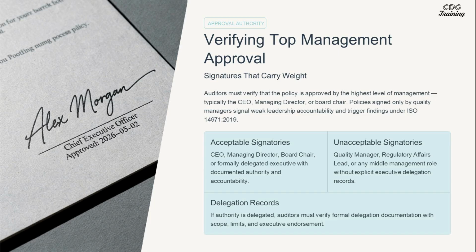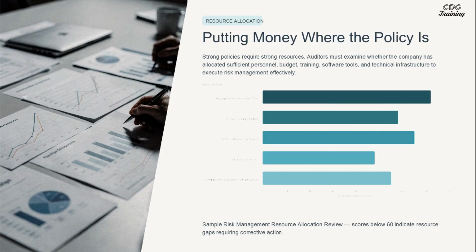Auditors must verify that the policy is approved by the highest level of management. Acceptable signatories include the CEO or managing director, ensuring accountability and alignment with ISO 14971-2019. Strong policies require strong resources. Auditors must ensure the company has allocated sufficient personnel, budget, and tools to execute risk management effectively, identifying any resource gaps.